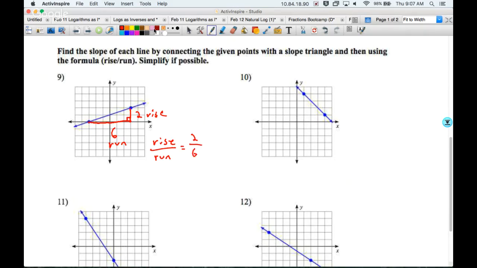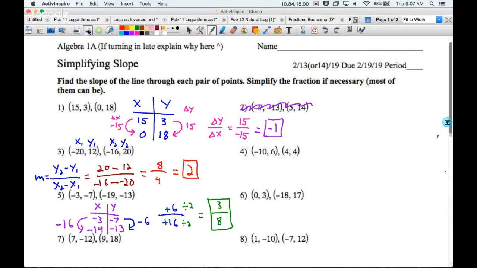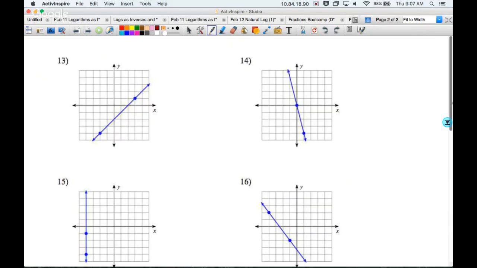Can this be simplified? It can. I can divide the top and the bottom by 2 because they're both even and get a final answer of 1/3. Positive 1/3. And you can just double check the sign on that. If I was to walk along this line, would I be going uphill or downhill? I'd be going uphill, so this is definitely positive. I think that'll be good for that section there.